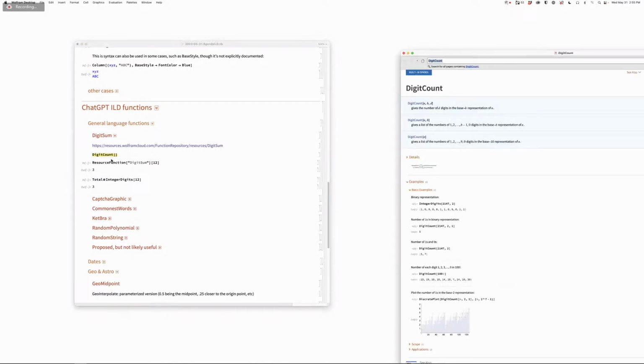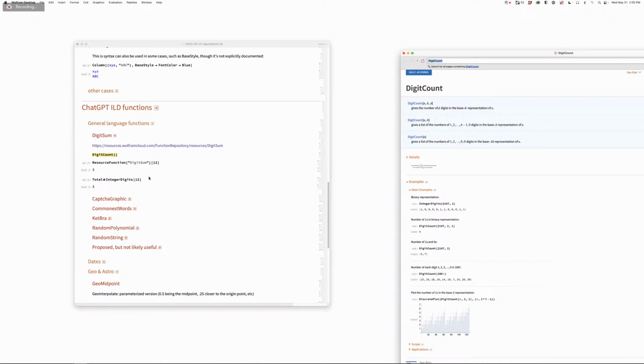Digit sum. I mean, this is a pretty trivial function in and of itself. It's just total of integer digits. I thought we had a thing that was called count. What is it called? I think total at star integer digits is the right way to do this, probably. But isn't there a digit count? There's integer length. Is that what you mean? Oh no, the number of digits in base whatever.